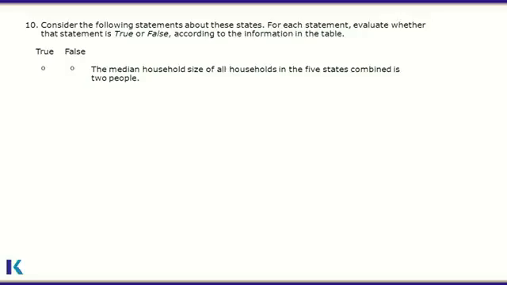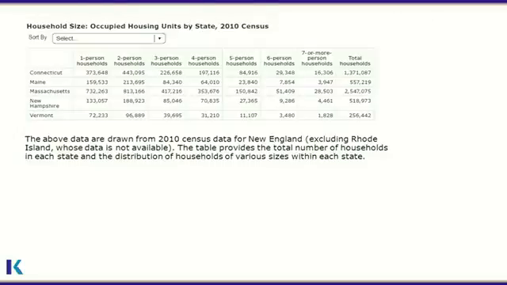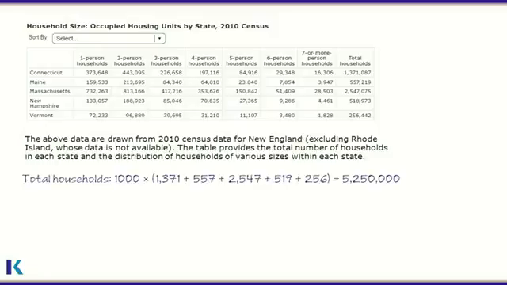Now you're being asked to determine the median household size for all states combined. You'll first need the total number of households for all 5 states, which is in the far right column. Round each total in the total households column to the nearest thousand, then multiply by 1,000. You get 1,000 times the quantity 1,371 plus 557 plus 2,547 plus 519 plus 256, which equals 5,250,000.